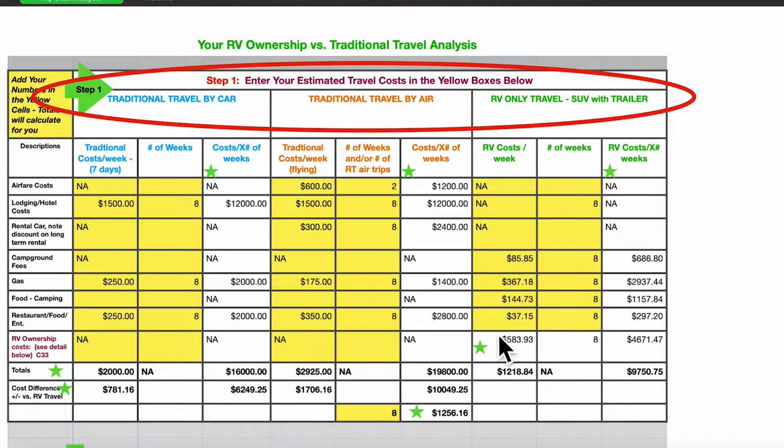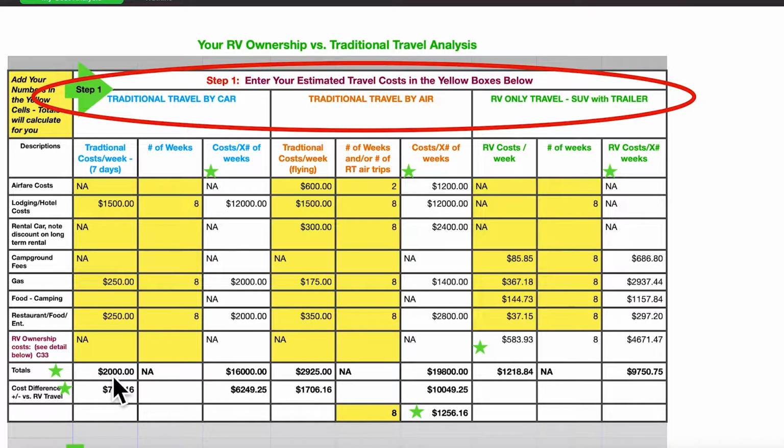Then you'll notice a cell here that is in white. It's automatically calculated for us. This is our RV ownership cost. Just as we have lodging and hotel cost for car and air, our lodging and hotel really is our RV. So what we have come up with is an RV ownership cost that we will show you in the next step. Just like the other two, there's a bottom line total for the week, and there is a total cost per trip.